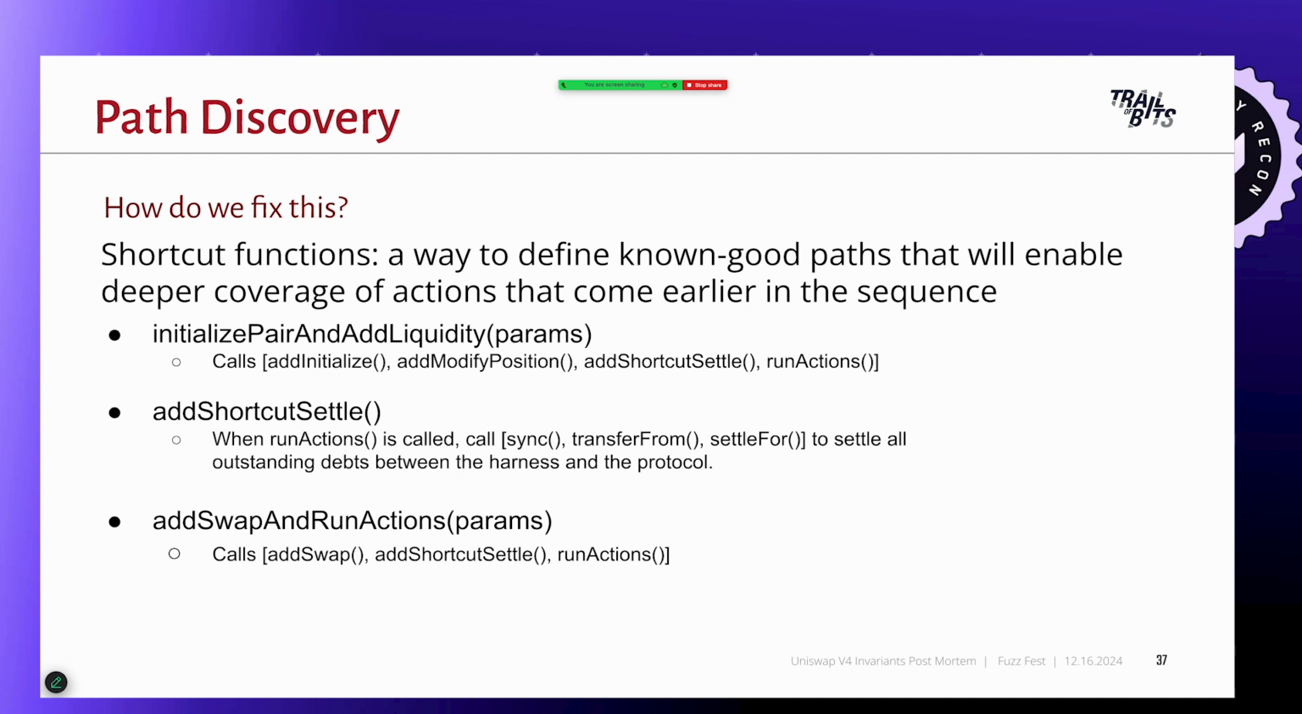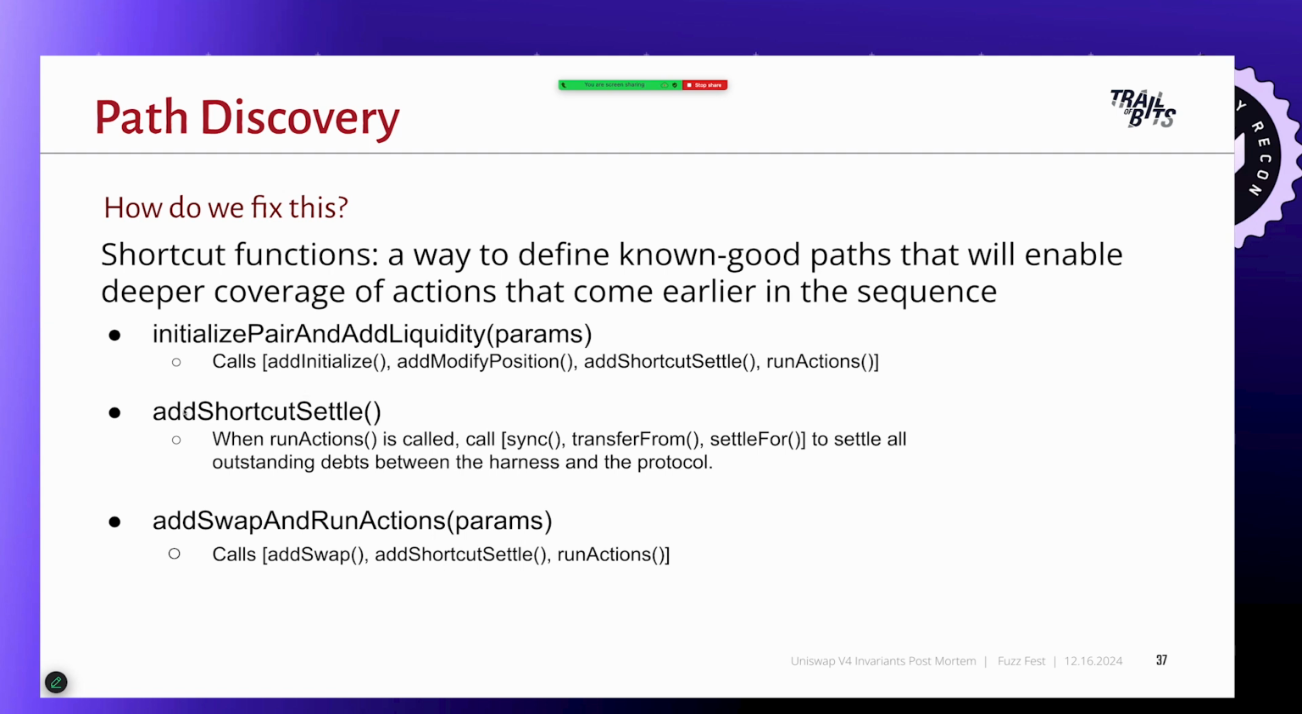And so this is a shortcut for a bunch of different things. So when you call this, it adds add initialize, add modify position, add shortcut settle, which we'll talk about in a minute, and finally a run actions. And so whenever the fuzzer calls this, we know for sure it's going to be initializing a pair. That pair is going to have liquidity. All the actions are going to get run, and now you can start swapping on that pair. So this takes away a whole bunch of guesswork that the fuzzer originally had to do to figure out how to deploy a pair and actually add liquidity to it.